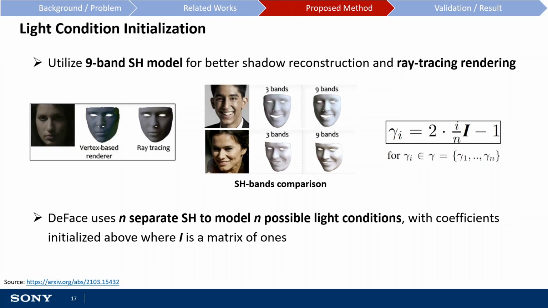Back to the model, following a method called NextPhase, DPhase utilizes 9-band spherical harmonics and ray tracing rendering to model the illumination under self-occlusions. They use n separate SH to model n possible light conditions. The coefficients are then simply initialized as the following equation on the right side, where I is a matrix of ones with the same shape as the SH coefficient.